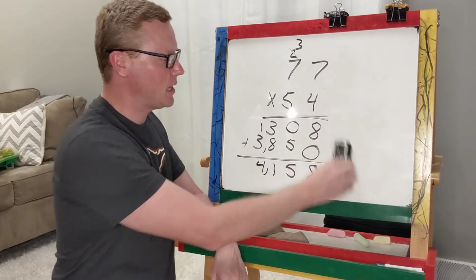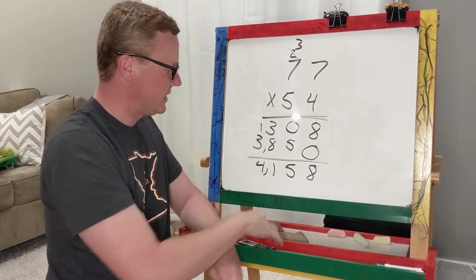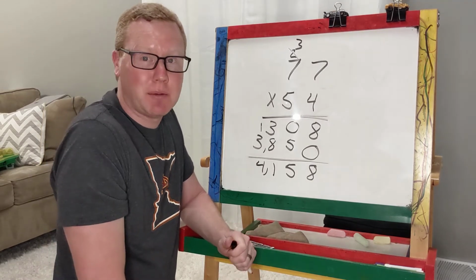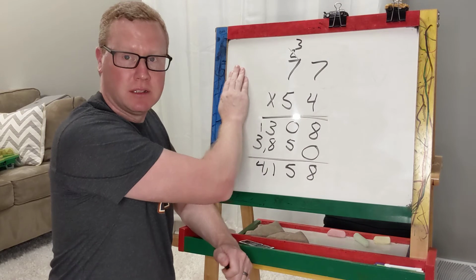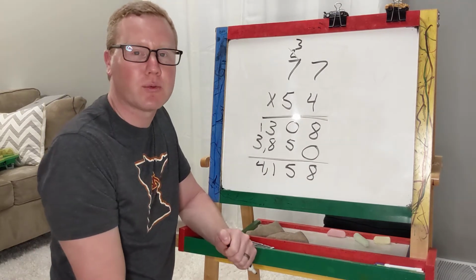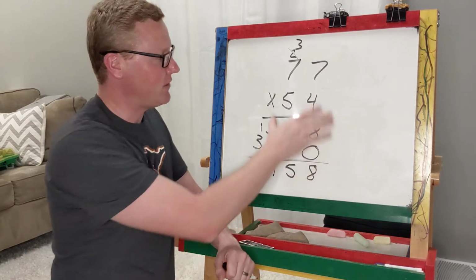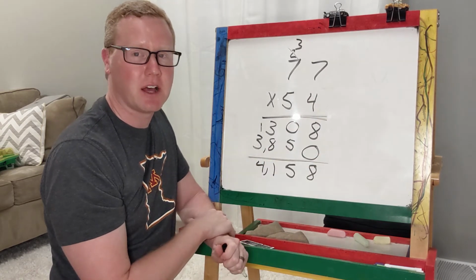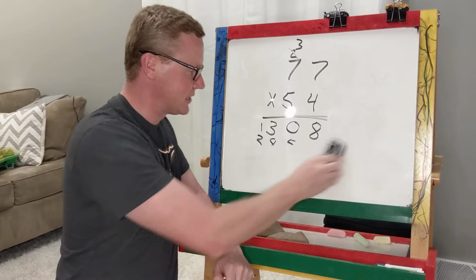If you ever wanted to double check to make sure that you were doing it right, like let's say you had an assessment or you just wanted to double check, could you do the area model? Of course you could do the area model. That's a great way to double check. So if you're ever unsure on this one or you think you made a mistake, go back and double check. That's a great way to make sure that you get the right answer.